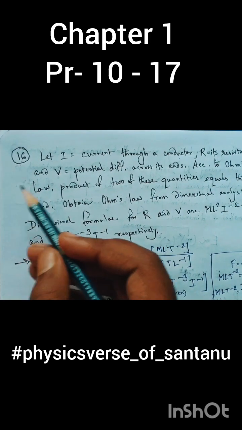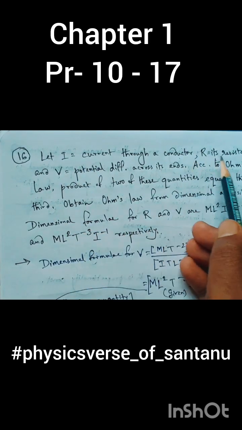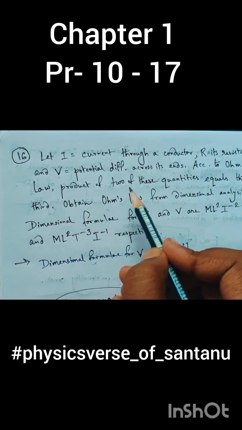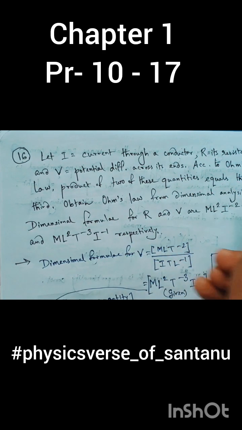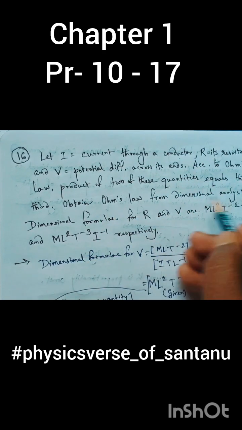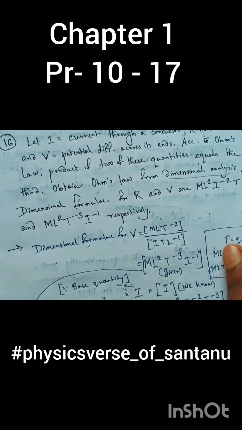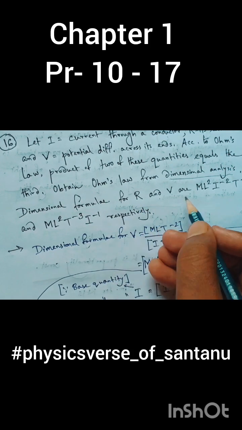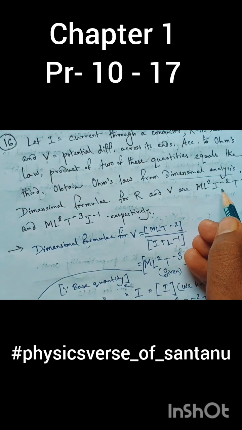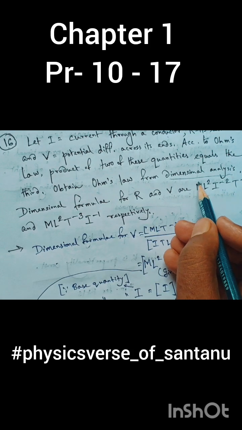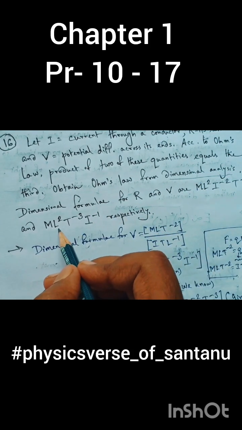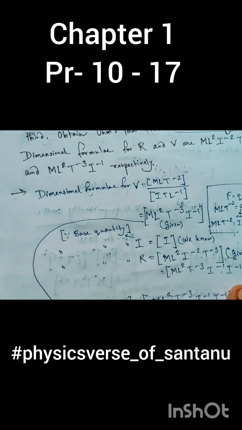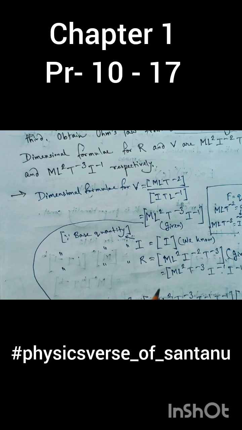Now question number 16. I is the current through a conductor, R its resistance, and V is the potential difference across its ends. According to Ohm's law, the product of two of these quantities equals the third. Obtain Ohm's law from dimensional analysis, which we have already learned. Given the dimensional formulas for R and V are M L² I to the power minus 2 T to the power minus 3 for R, and for V it is M L² T to the power minus 3 I to the power minus 1 respectively. Now we go to its solution.